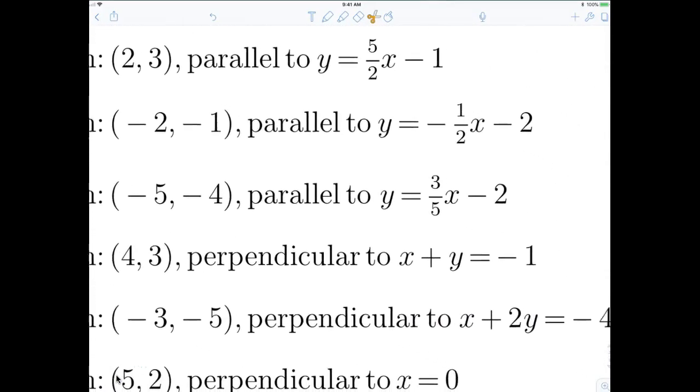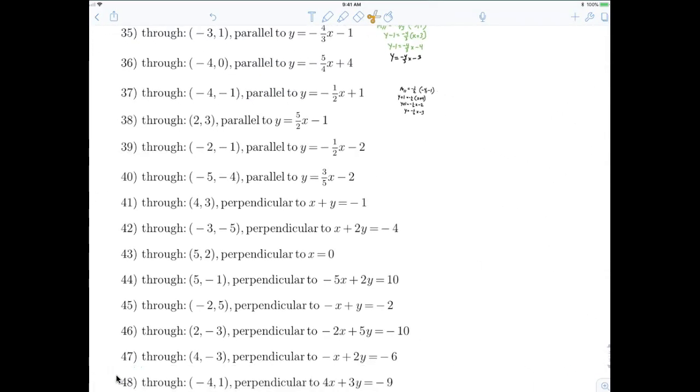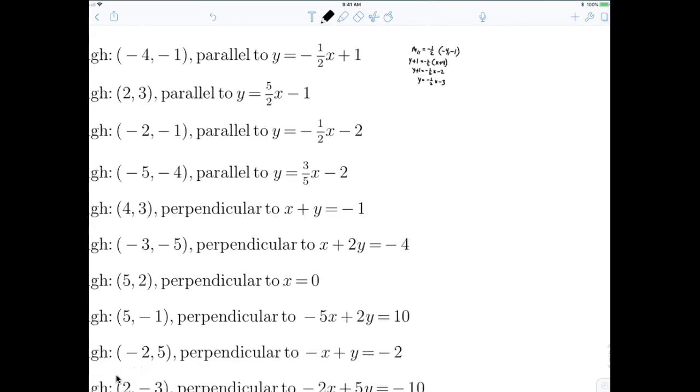Let's check out now, please. 39. All right. So again, the slope of the line on 39 is what?